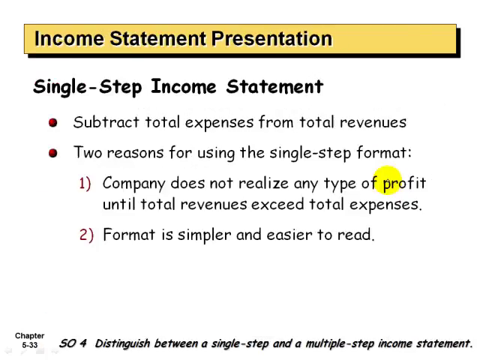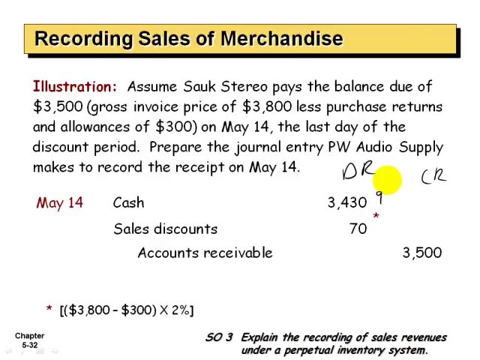98. 98% of this 100% amount, and the discount is 2%. So total debits here, 100% equals the total credits of 100%.